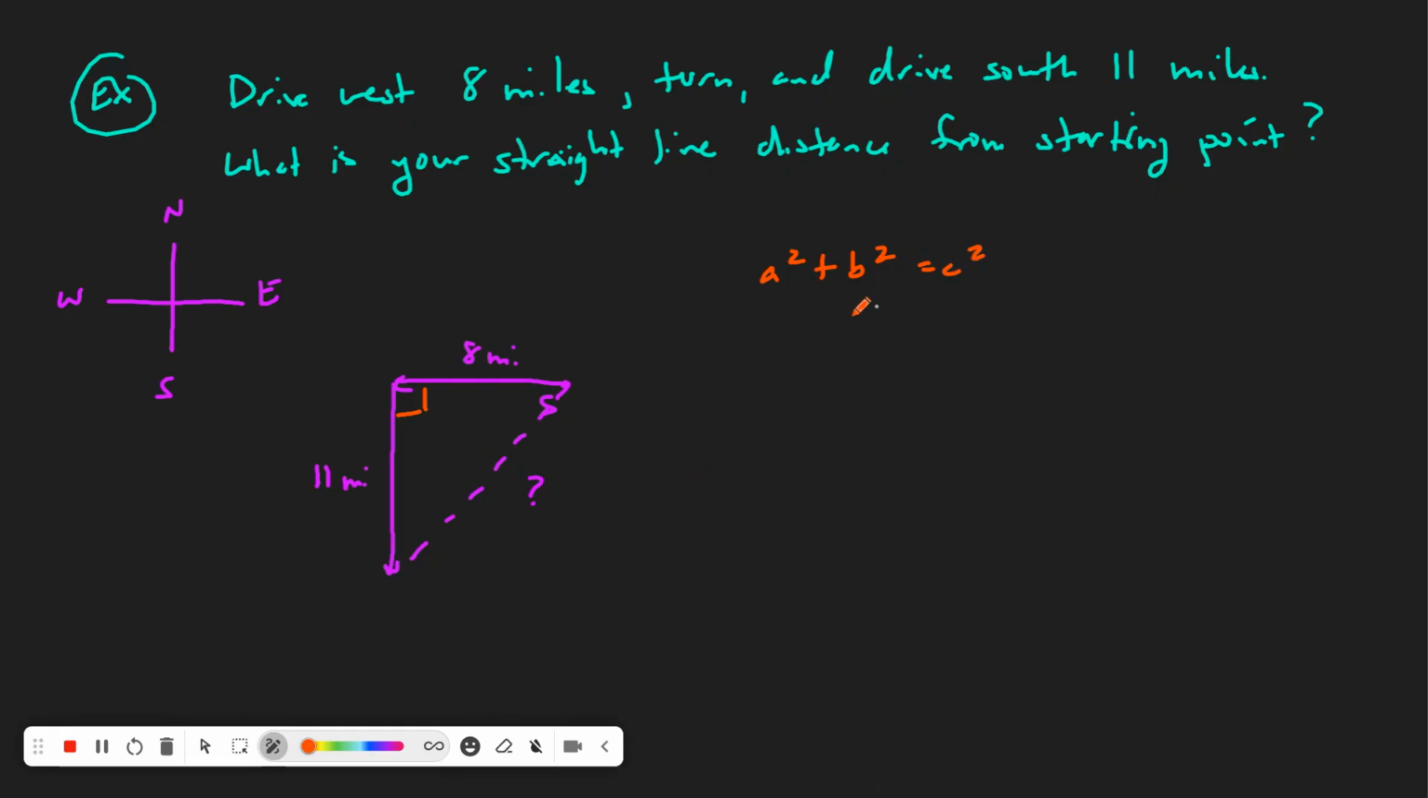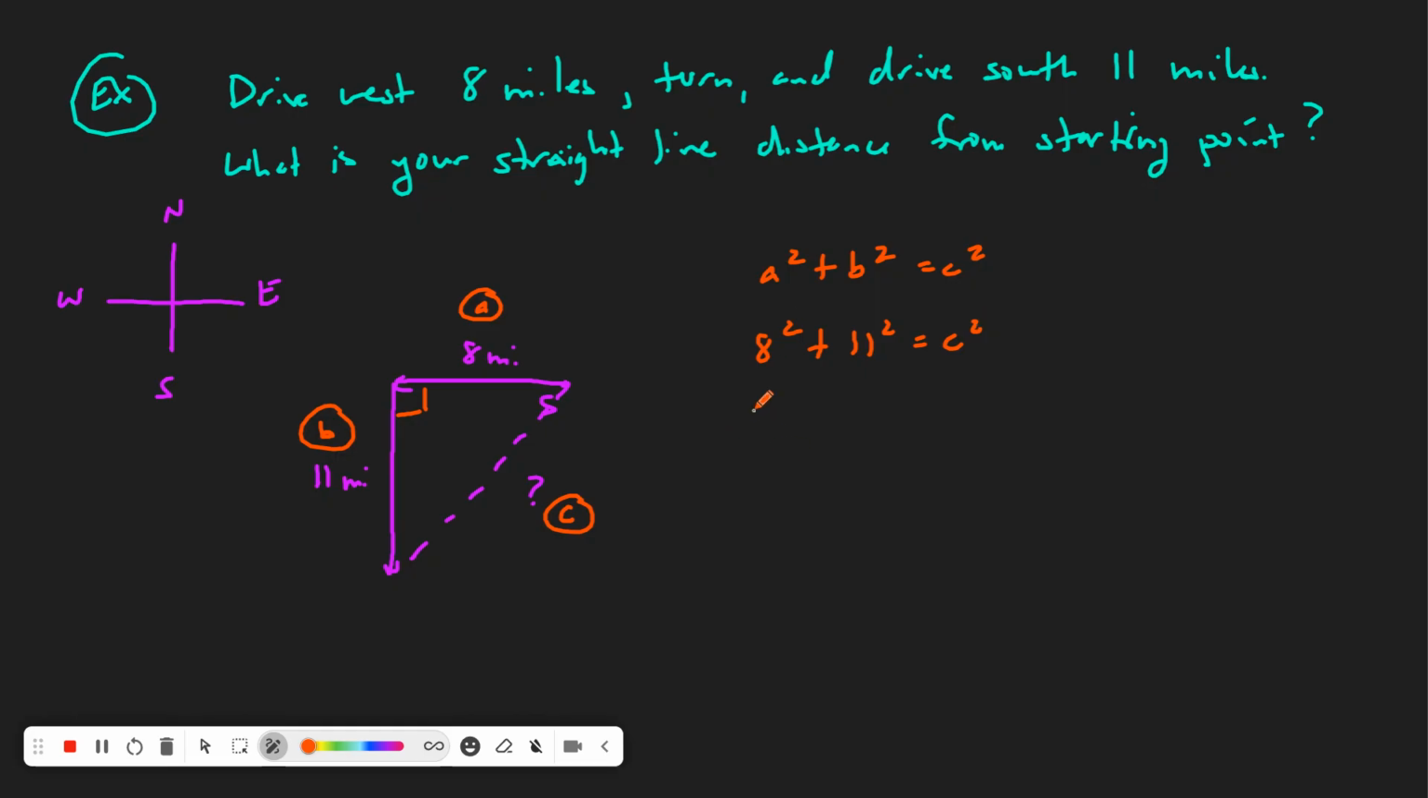Okay, so in this picture, the longest side, the hypotenuse, is our unknown side, c. So these two don't matter. I'll let 8 be a and 11 be b. So I'll plug in 8 squared plus 11 squared equals c squared.